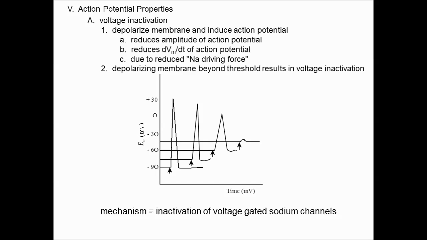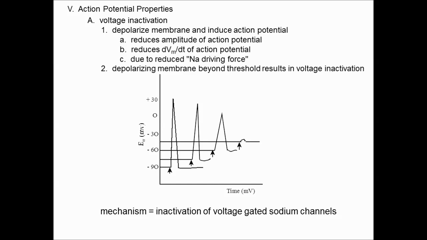Instead of going from minus 90 to plus 30, or 120 millivolts, we go from minus, let's say, 80 for the sake of discussion to 20, so that's 100 millivolts. So we've decreased the amplitude. And that's a very significant and important point. And it's because it reduces the driving force. Well, let me finish the story first.